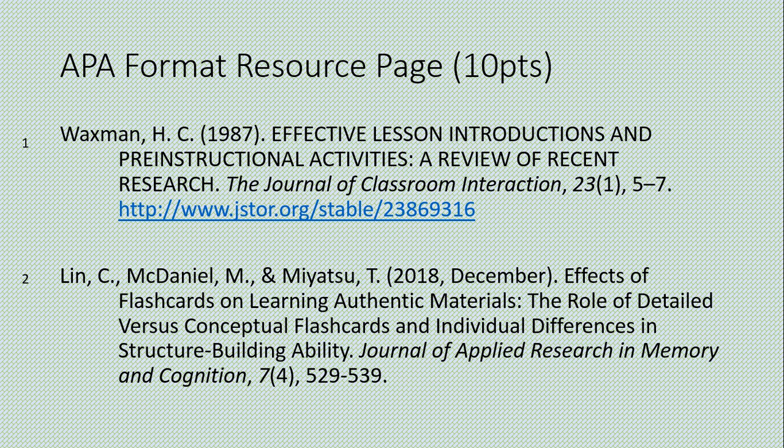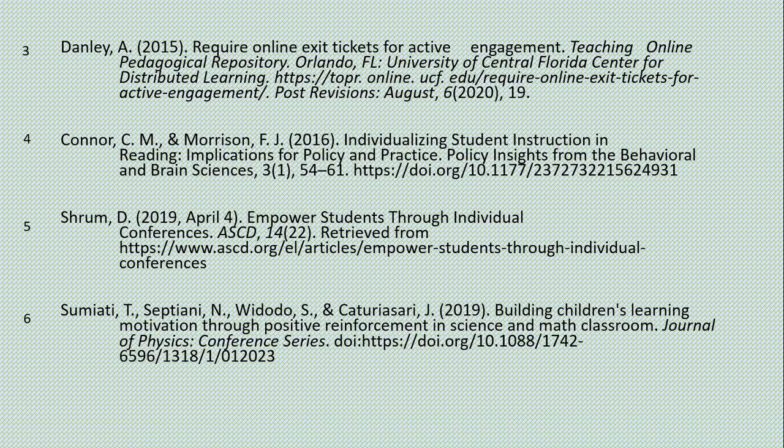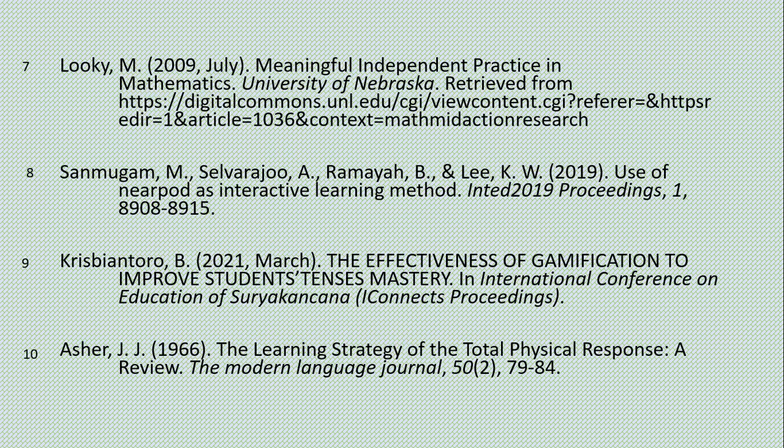This is my resource page. They are in order by article. I didn't put them in order by alphabet because I wanted them to correspond with the article number. So article number 1, Waxman. Article number 2, Lynn. Article number 3, Danley. Article 4, Connor. Article 5, Shrum. Article 6, Sumiati. Article 7, Lookie. Article 8, San Muggum. Article 9, Chris Biantoro. Article 10, Asher.